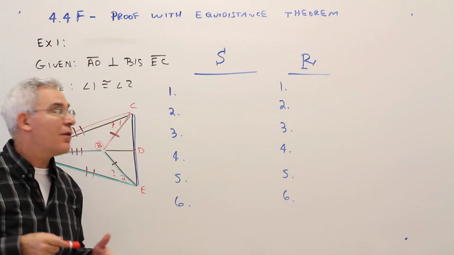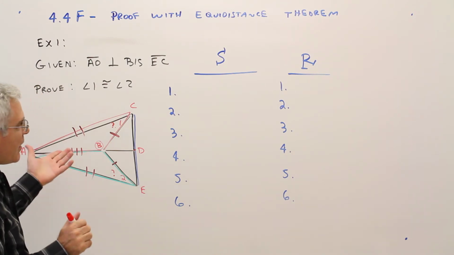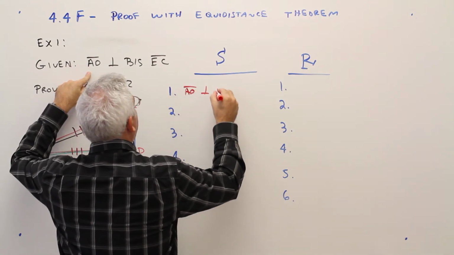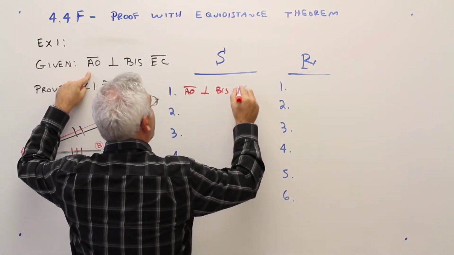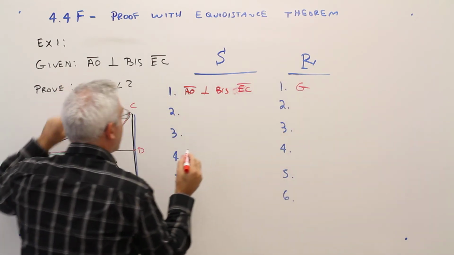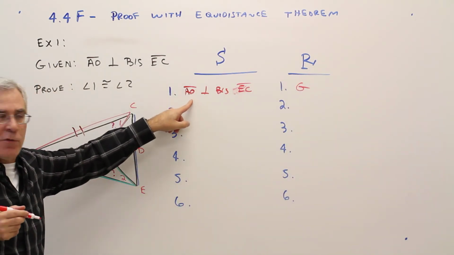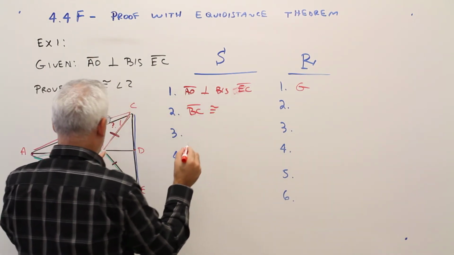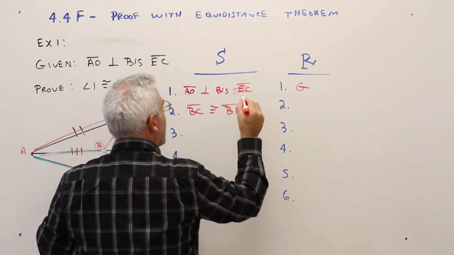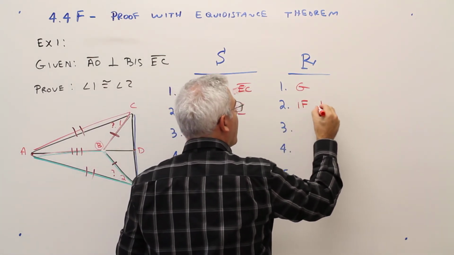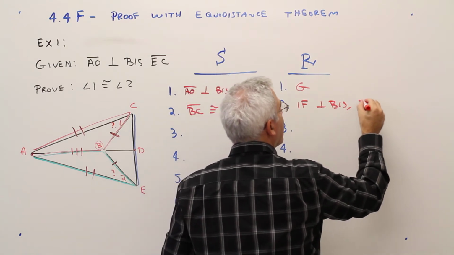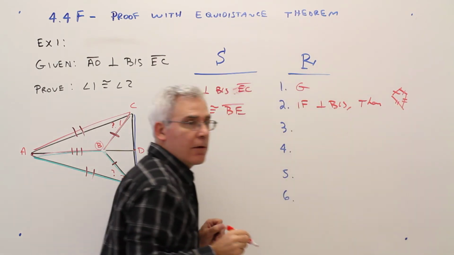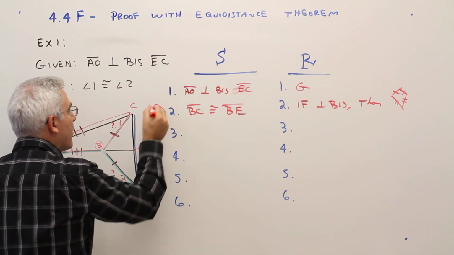After I do that analysis, then I'm going to write it down. Okay, so I'll start with this. AD, perpendicular bisector of EC, given. 2. I guess I'll just use that. So from that, I'll get BC is congruent to BE. And I'll say if perpendicular bisector, then that equidistant thing. That's one of my sides.